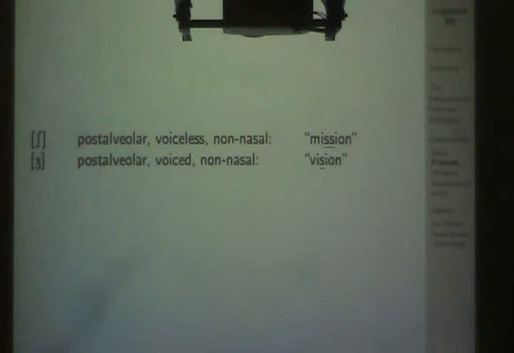Post-alveolar here. These are the sounds sh and zh. Neither of them are nasal. One is voiced, zh. The other voiceless, sh. And they're transcribed with an S that's been on a rack. Again, something from the runic alphabet. It looks like a fetus.